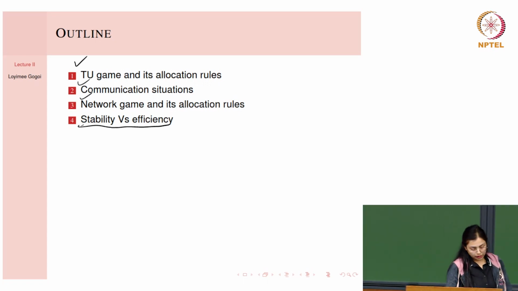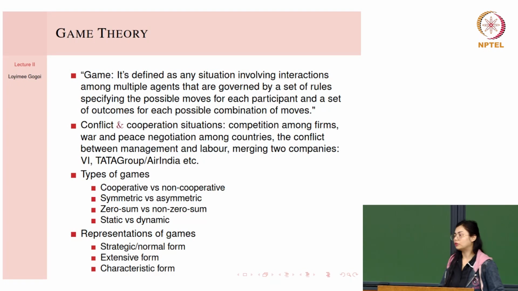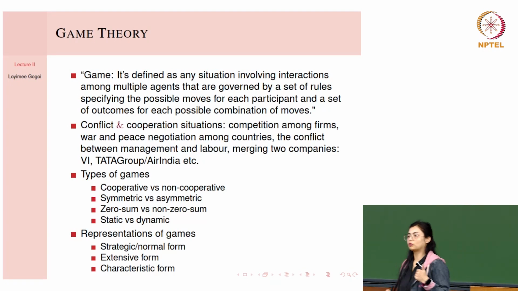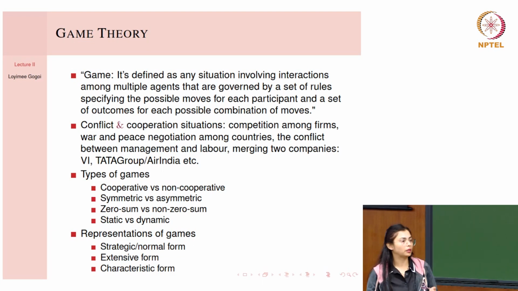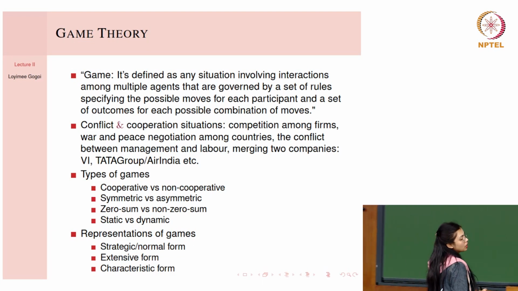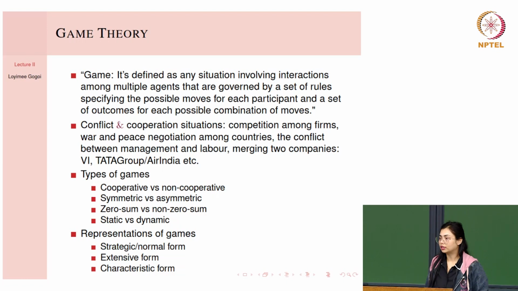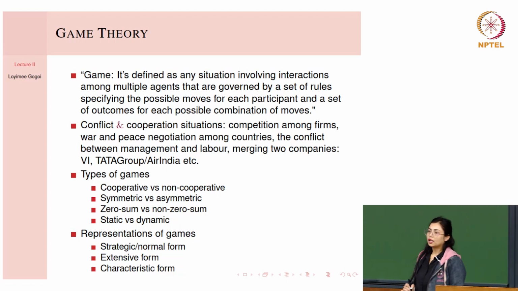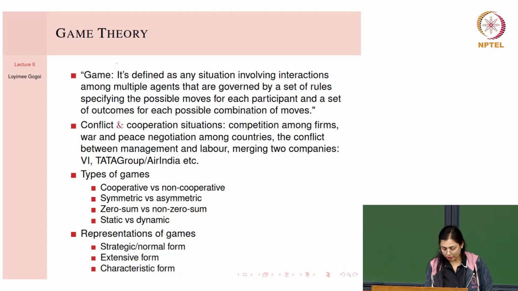So today I'll try to cover what a game theory is, what a cooperative game is, and different kinds of allocation rules. So let's see what game theory, or decision science, is. Here I have mentioned one definition, the standard definition.